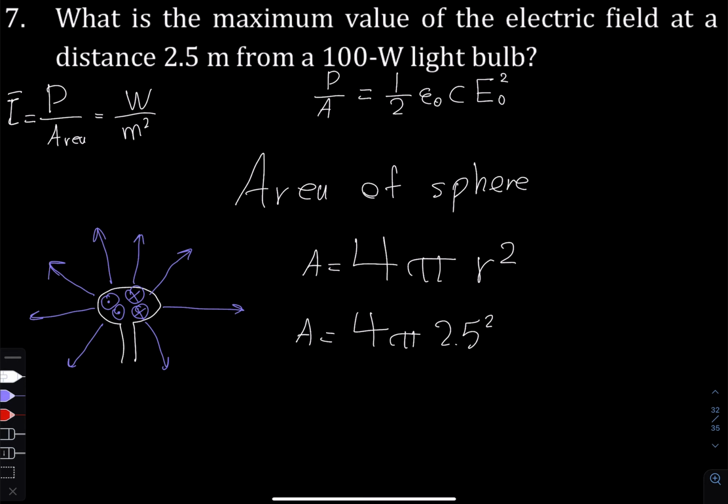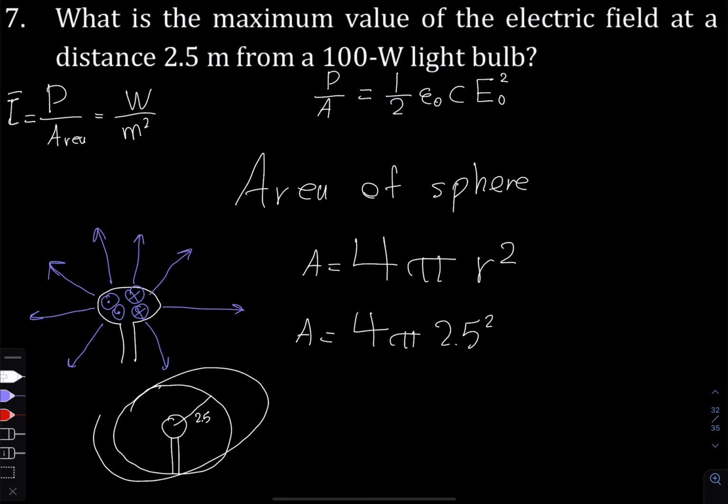Because if you were to imagine this, I can only draw it in two dimensions, but it's a three-dimensional thing. The light bulb's in the center, right? From the center of the light bulb to the outer surface of the sphere, if that's 2.5, then that basically is the radius of the sphere, and that's where we're trying to find the electric field if you want to see it drawn out. So for area we get something like 78.54 meters squared.